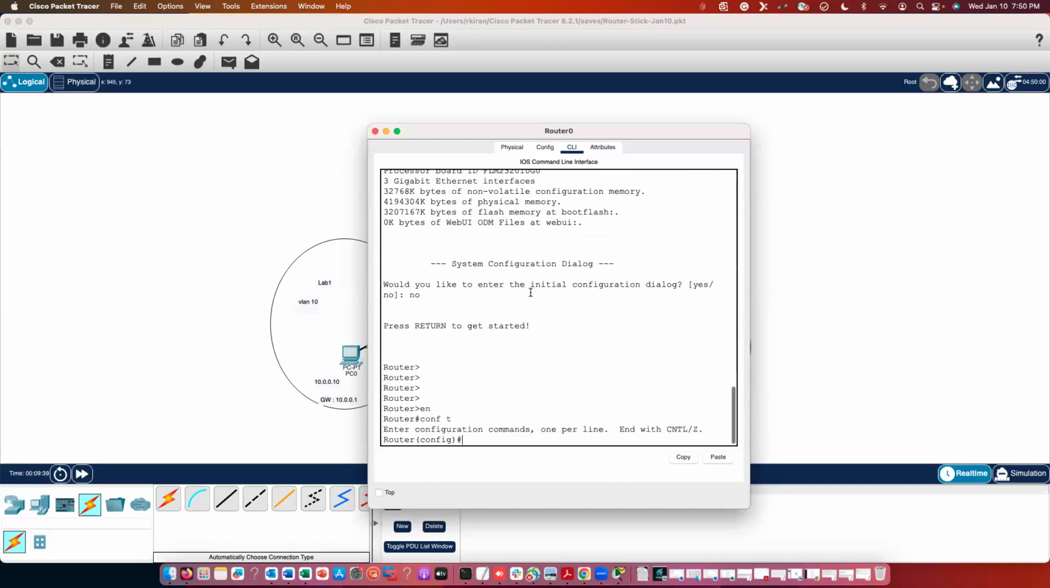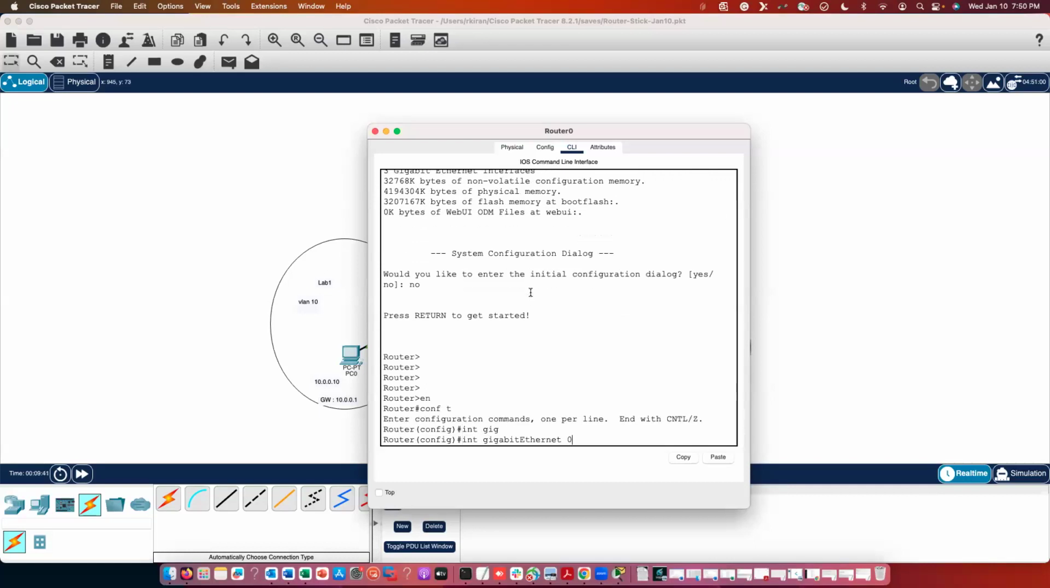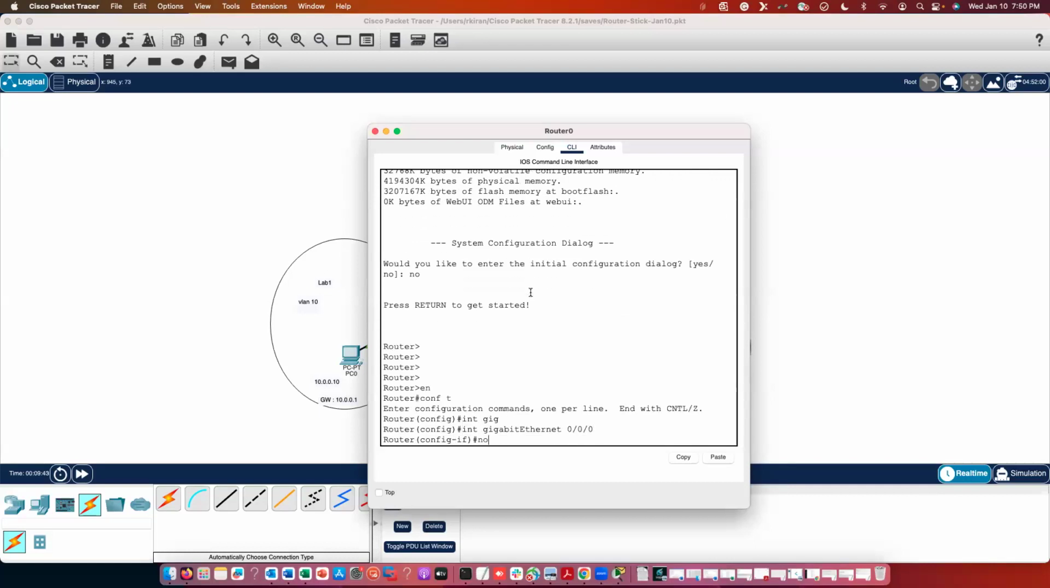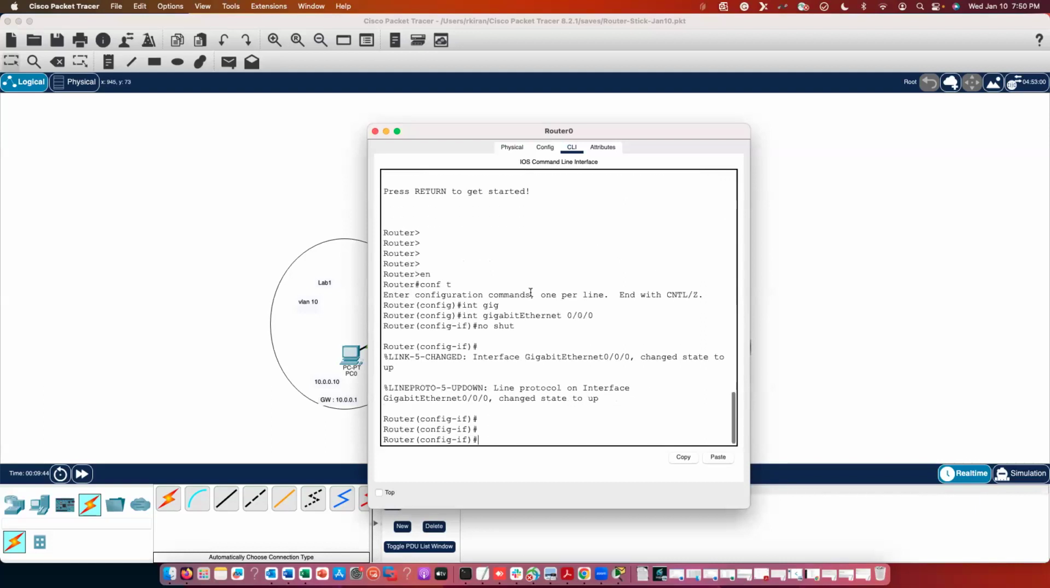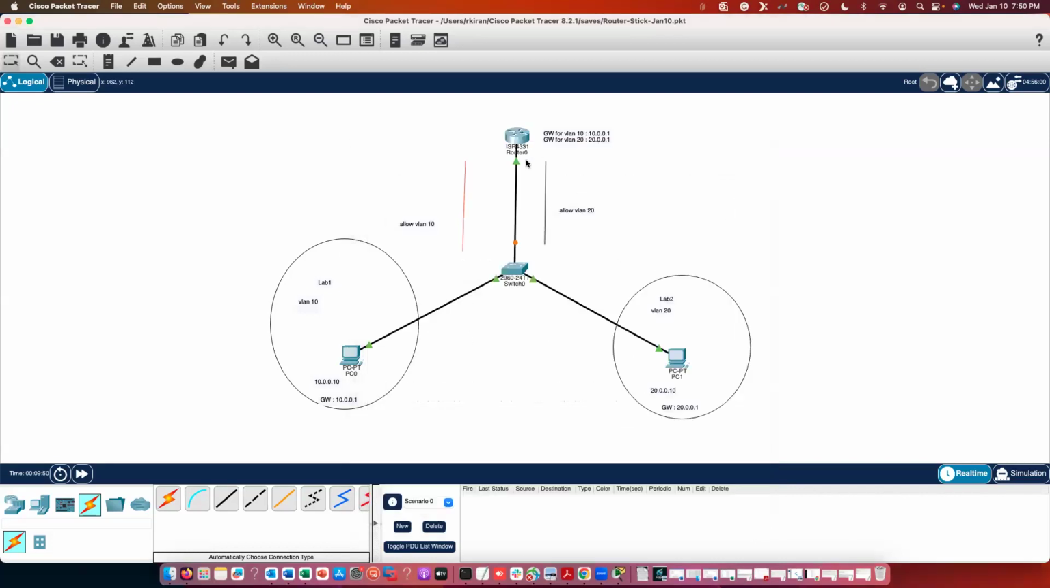Enable, conf t, interface gig 0/0/0, no shut. Okay, and then we have to create sub interfaces for VLAN 10 and VLAN 20. A sub interface is where we can define the IP addresses. For this interface, I'm going to create two sub interfaces where I can assign two IP addresses, right? Because I have two VLANs, I have to assign two IP addresses.